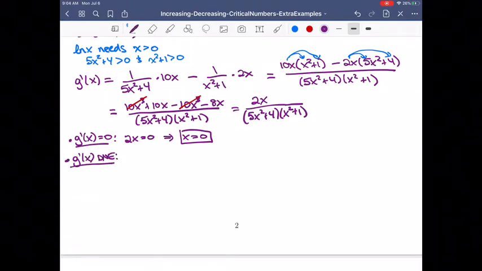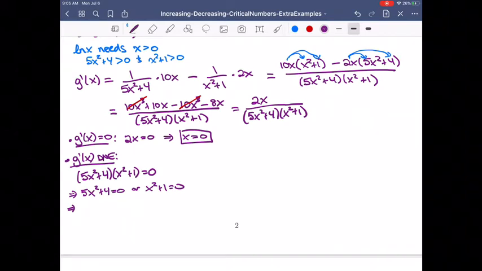Well, that's when the denominator is equal to 0. So I have these things multiplied together, which means one of them has to be 0. So 5x squared plus 4 is 0, or x squared plus 1 is 0. Now you might already know, or you should already know because we talked about it, these things are both bigger than 0, so they're never equal to 0. But if you want to see explicitly, if I solve for x squared, I'm going to have x squared is negative 4/5, or x squared is negative 1. These can never happen.